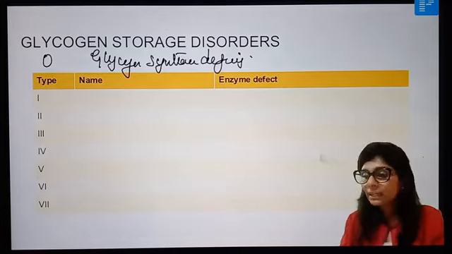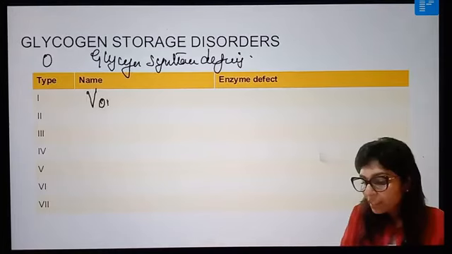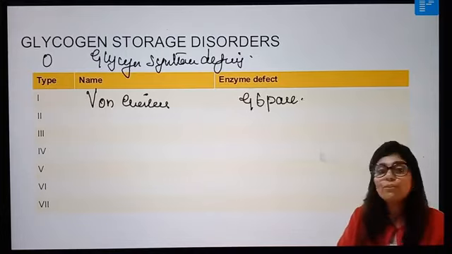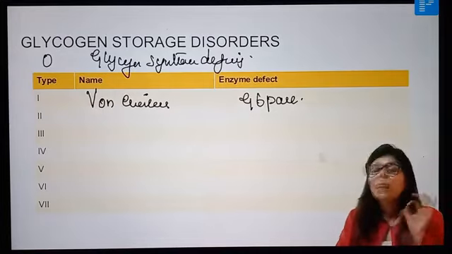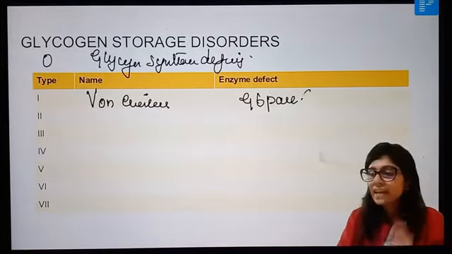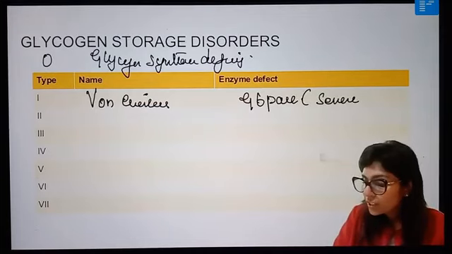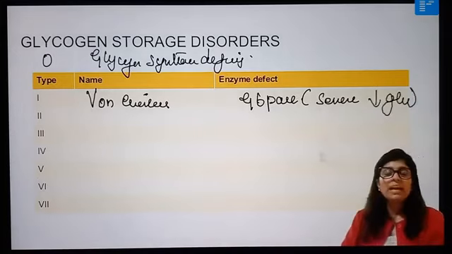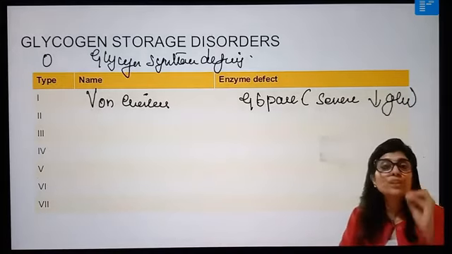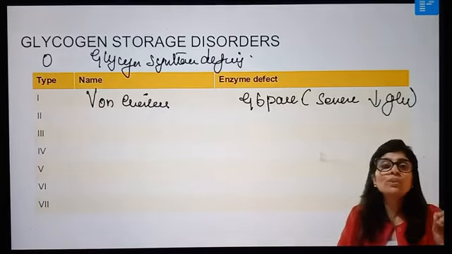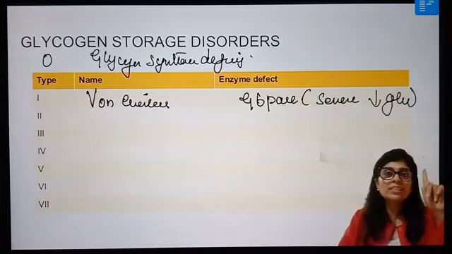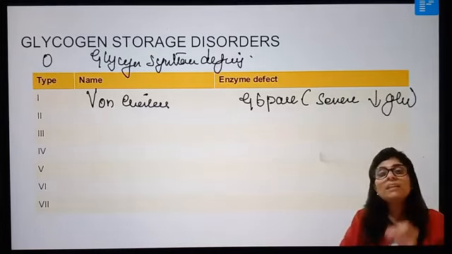Okay. Type 1. Can you all start answering? Type 1 stands for Von Gierke. So type 1 is Von Gierke disease, wherein the enzyme that is defective is glucose 6-phosphatase. Why is it called type 1? Because, as I told you, when glucose 6-phosphatase is defective, it presents as severe fasting hypoglycemia. Anything which is severe will be presented first. The first glycogen storage disorder to be identified by clinicians was Von Gierke disease. That is why it's called type 1, because it presents as severe fasting hypoglycemia.